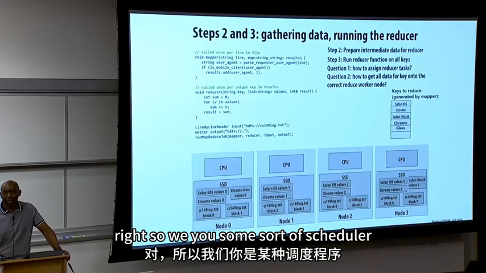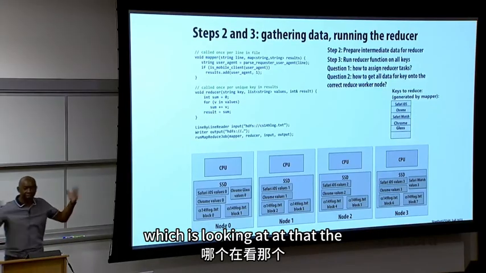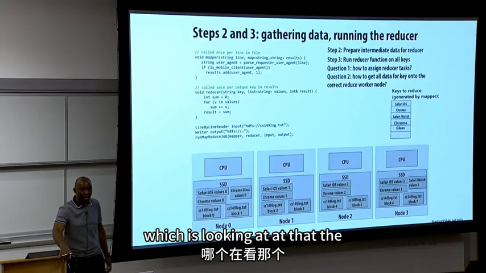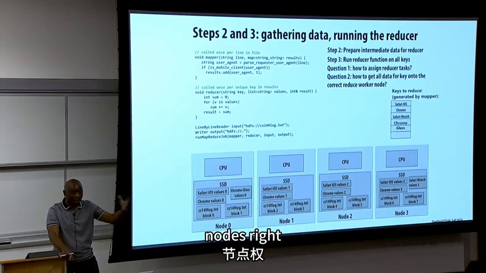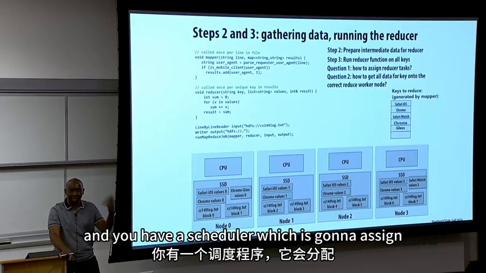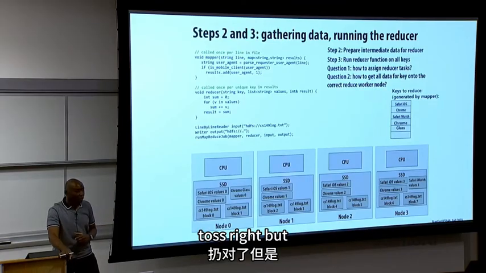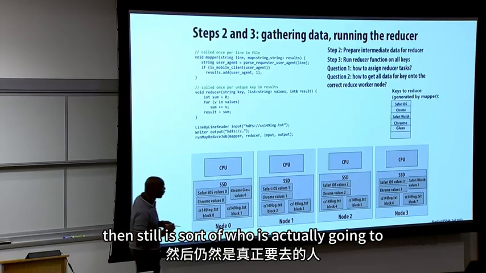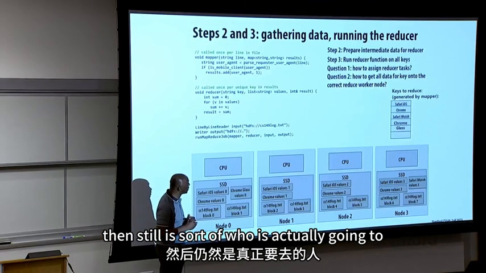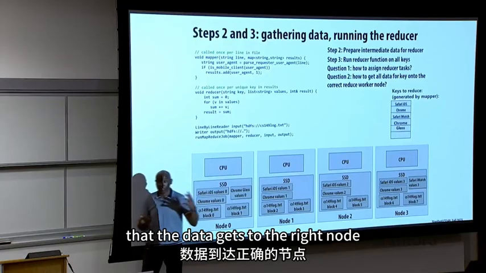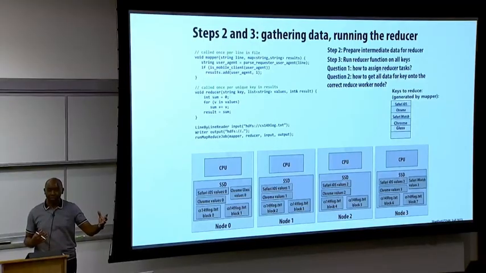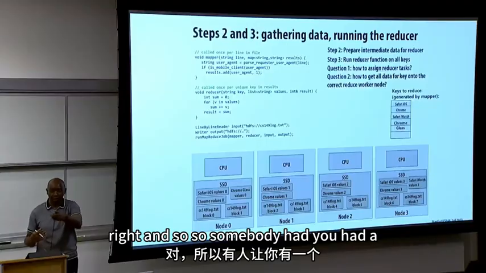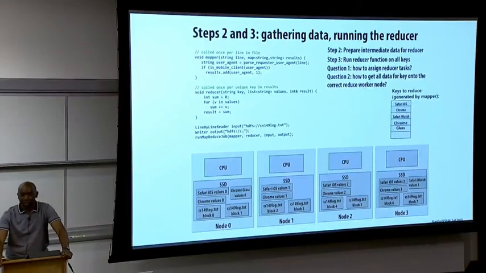Right. So you have some sort of scheduler. You have some set of nodes which are going to be reducer nodes, right? And you have a scheduler which is going to assign tasks, right? But the question then still is, how are you going to make sure that the data gets to the right node? Right, and so somebody had an idea for that, right?